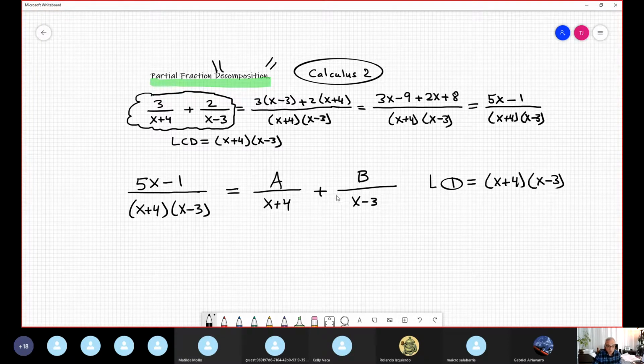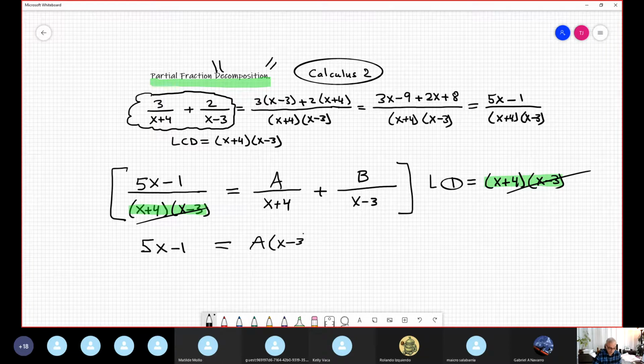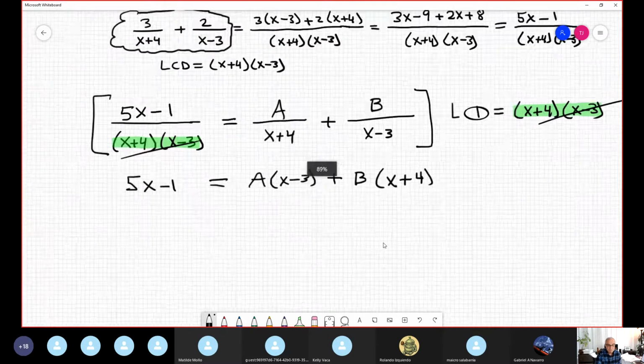In other words, this is this part of the LCD. You multiply the whole thing by the LCD. It's obvious that in the left hand side stays alive only 5x minus 1 because this cancels out. Boom. In the first part we have a times x minus 3. In the second part we have b times x plus 4. Everyone follow me so far? Yes. And the rest is easy.